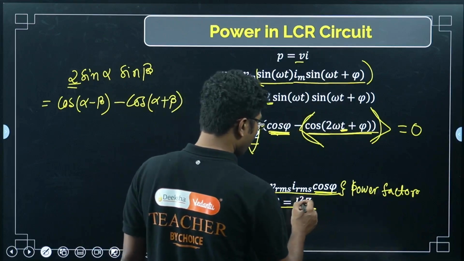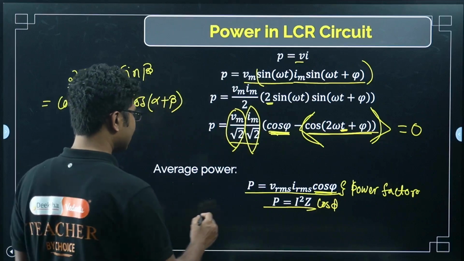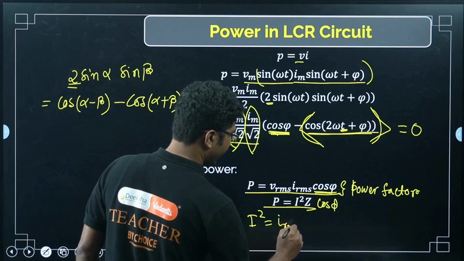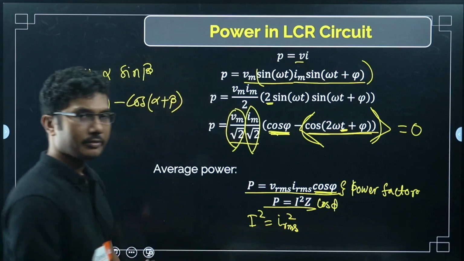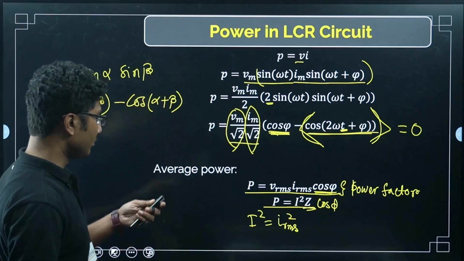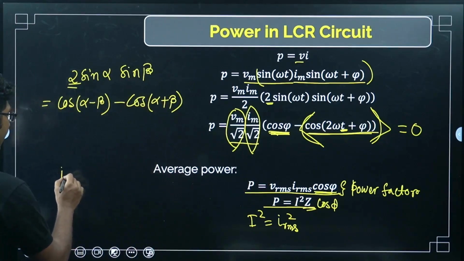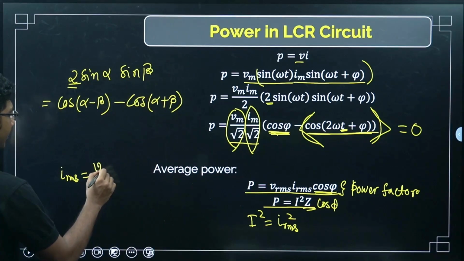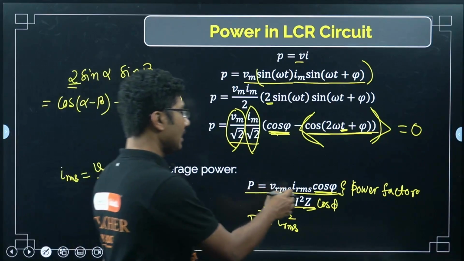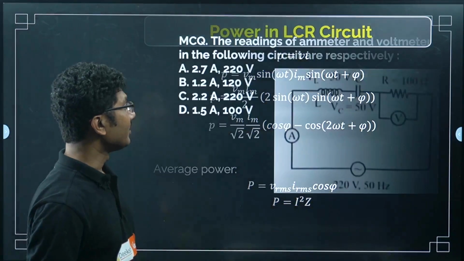Okay, here also I square Z cos phi should be there. I square is basically nothing but I RMS square, and Z is the impedance of the circuit. We know that I RMS is V RMS by Z. So you can use this and write this formula as I square Z cos phi. So that formula we are going to use here.